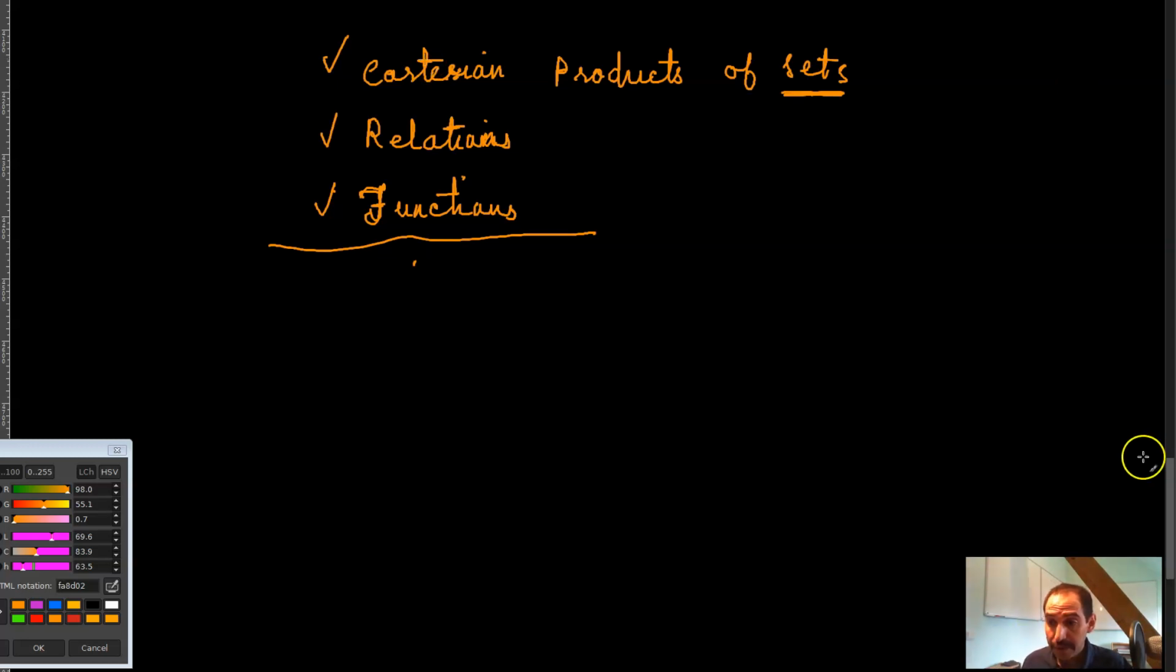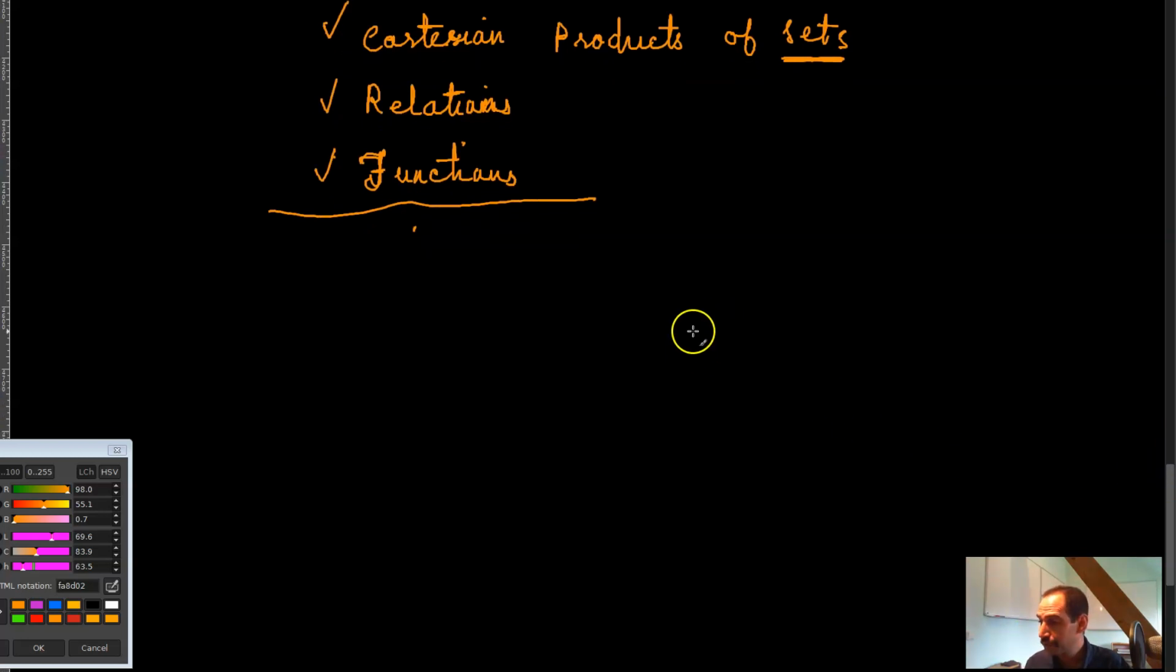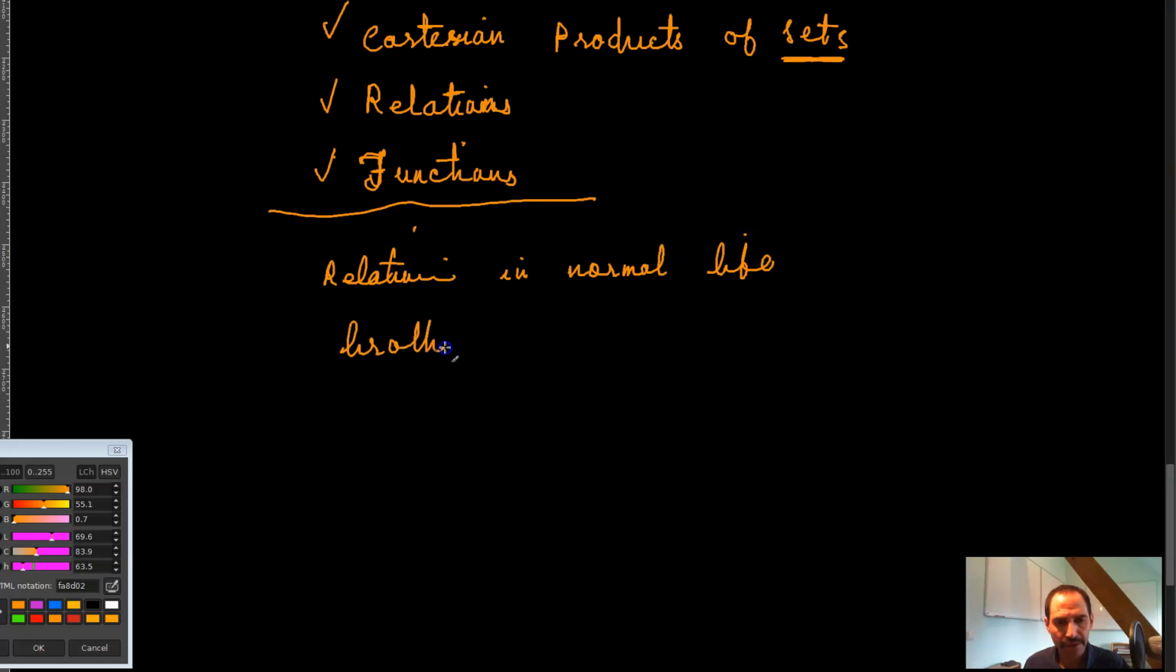Now, in order to understand why these concepts are important, the idea of a relation is that in normal life, we come across some sort of relations. The relations that we come across in normal life would be, for example, the relation of brother and sister. There is the relation of father and son, for example. And so on and so forth.